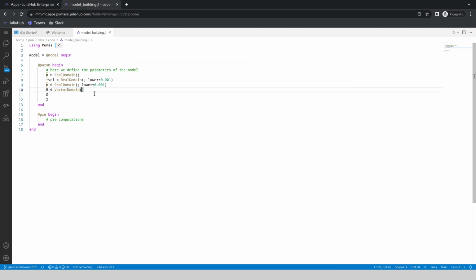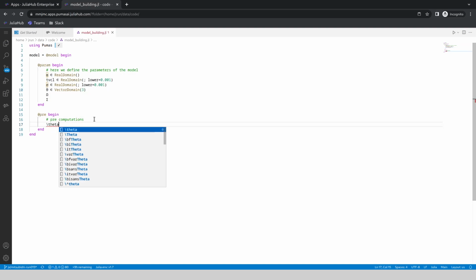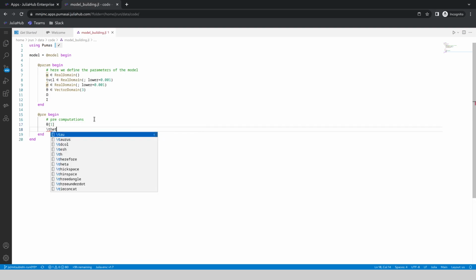So if we say that our vector is length 3, we can use that in our pre-computations block. So θ1, θ2, we can index, we can slice those. So it's pretty much a vector.